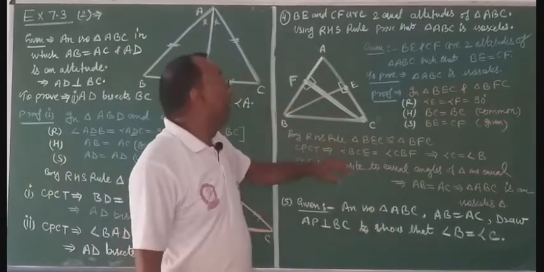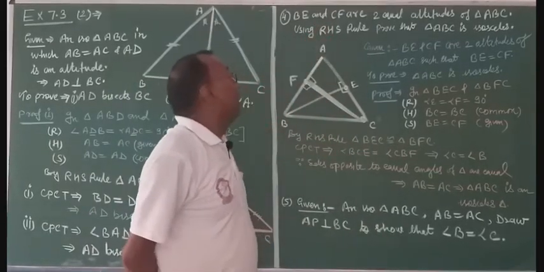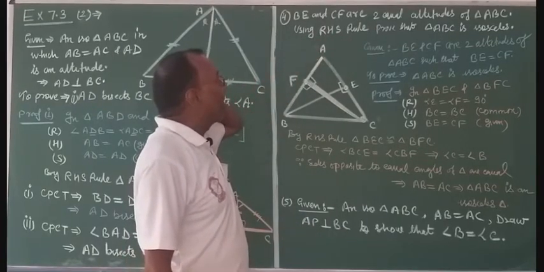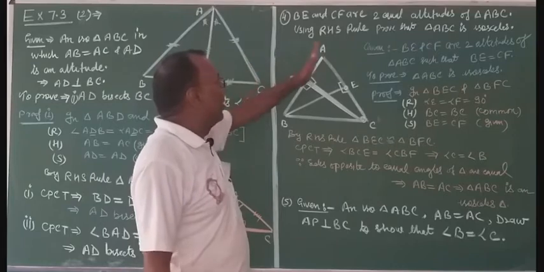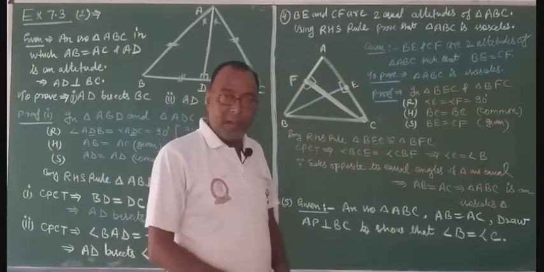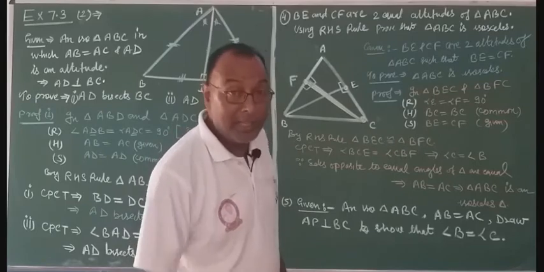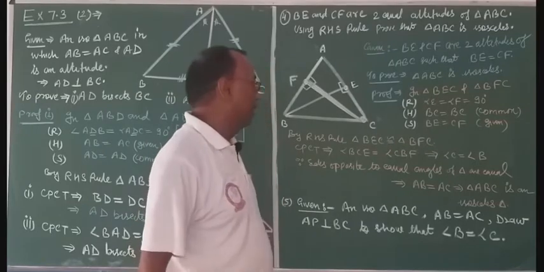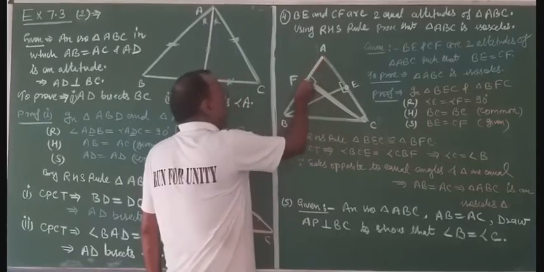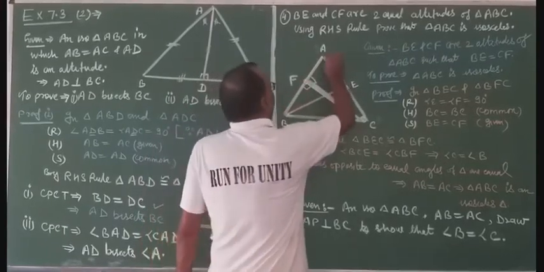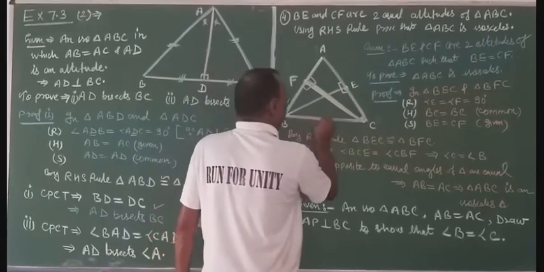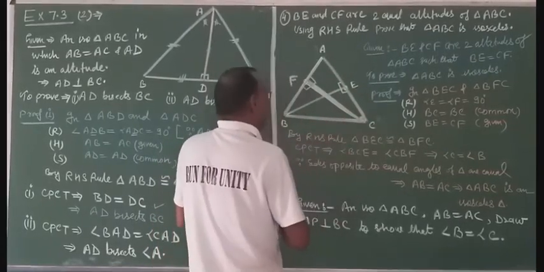Now just look here. This is another question. BE and CF are 2 equal altitudes of triangle ABC. Using the RHS rule, prove that triangle ABC is isosceles. So just look. This is the triangle ABC. Is it okay? And these are the altitudes.